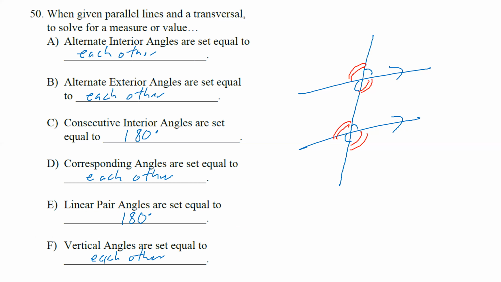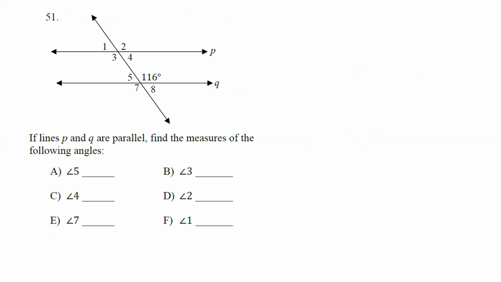All right. One more. If lines P and Q are parallel, find the measures of the following angles. So on here, we have all of the obtuse angles, all have to be the same measure. They're all congruent. So 3, 2, 7 are all congruent to the angle that we were already given of 116.